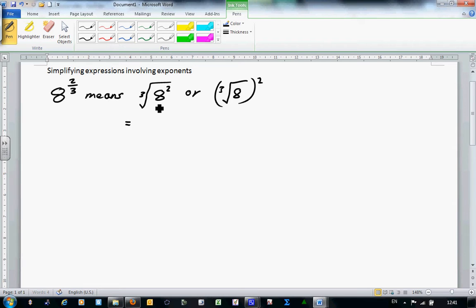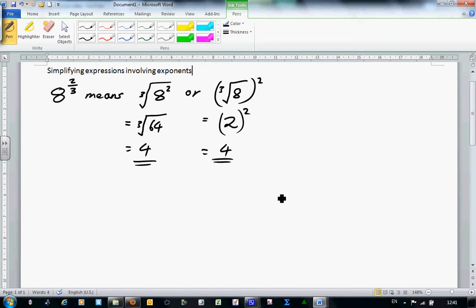8 squared is 64, so we've got the cube root of 64. Well, what times what times what is 64? It's 4. Okay, 4 times 4 is 16, 4 16s are 64. Or, if we're using the other method, the cube root of 8 is what times what times what is 8? The answer to that is 2. So inside the brackets we have 2. 2 squared is 4. So either of those will work.